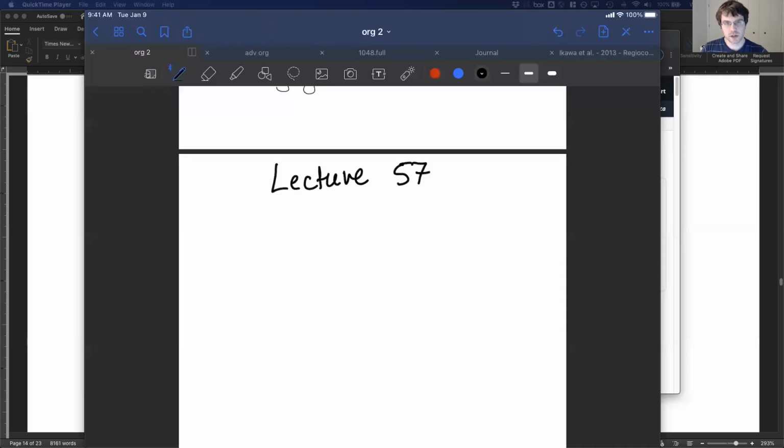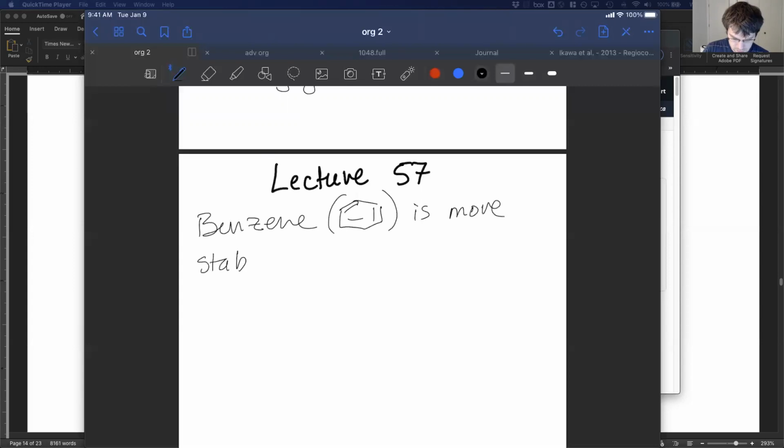So in this lecture, we're going to look at some properties of the molecule benzene. Benzene is a really important molecule in organic chemistry and has some really interesting properties. These stem from the fact that benzene, which is this molecule, is more stable than expected. In fact, this stability can be classified by a particular term called aromaticity.